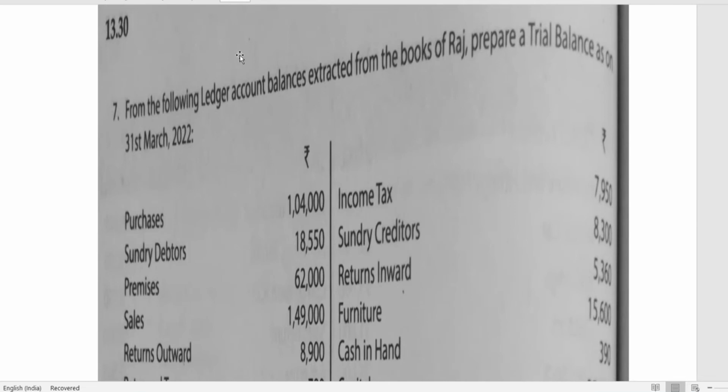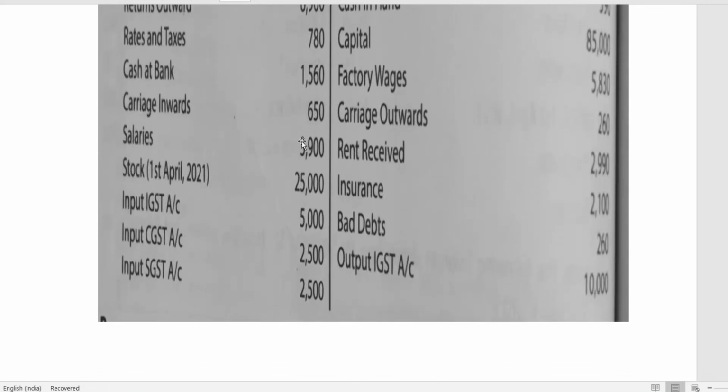In this sum we have seen one new thing. What is that? Input GST and output GST. Whatever input CGST, input SGST, input IGST is there, input GST will always be shown in the debit column of the trial balance, and output GST will be shown in the credit column of the trial balance.